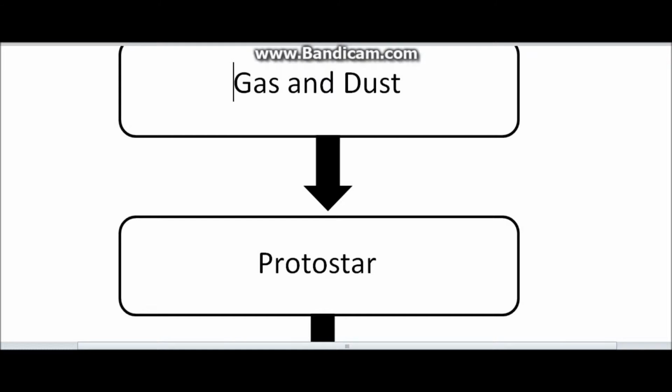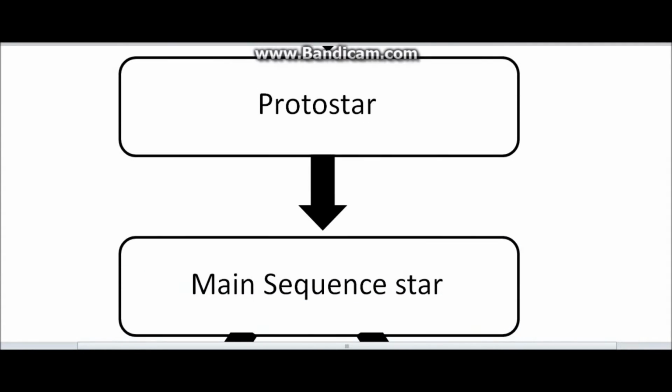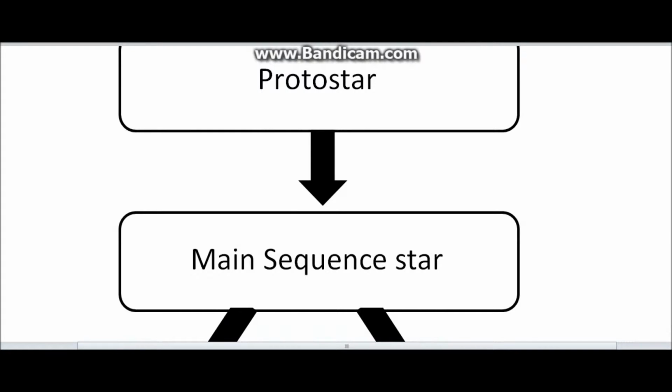The star then enters a long, stable period in which the heat created through nuclear fusion provides an outward force to balance out the force of gravity pushing inwards. This period is maintained for millions and billions of years. We call a star in this phase a main sequence star.